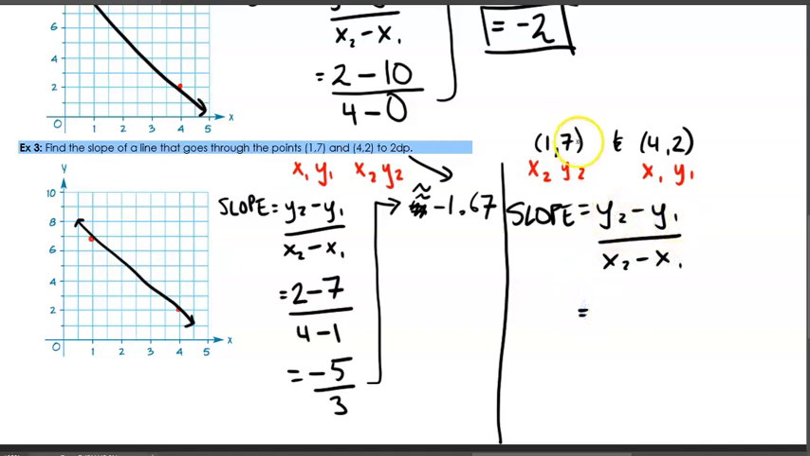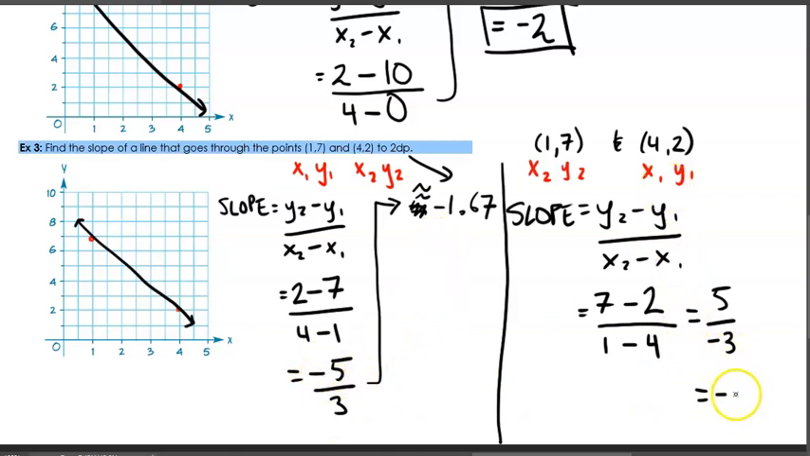Alright, this time our new y2 is 7, our new y1 is 2, our x2 is 1 here, and our x1 is 4. And the difference that you'll see, 7 minus 2 is 5. 1 minus 4 is negative 3. Hey, this looks exactly like this one here, but the negative has been flipped around. A positive divided by a negative will give you a negative answer. A negative divided by a positive will give you a negative answer.